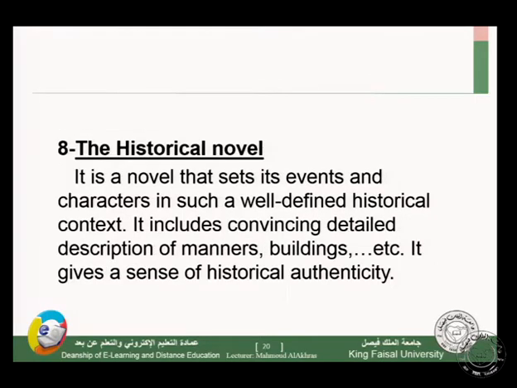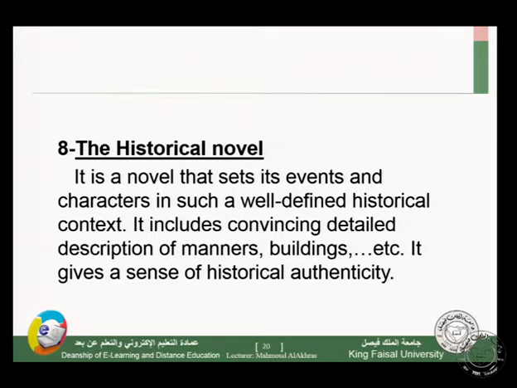8, we have the historical novel. It is a novel that sets its events and characters in a well-defined historical context. It includes convincing detailed description of manners, buildings, etc. So again, we have a difference between the historical novel and the faction novel. Who can tell me the difference? Look at it again. It sets its events and characters in a well-defined historical context. We have the context, or the historical context is real.